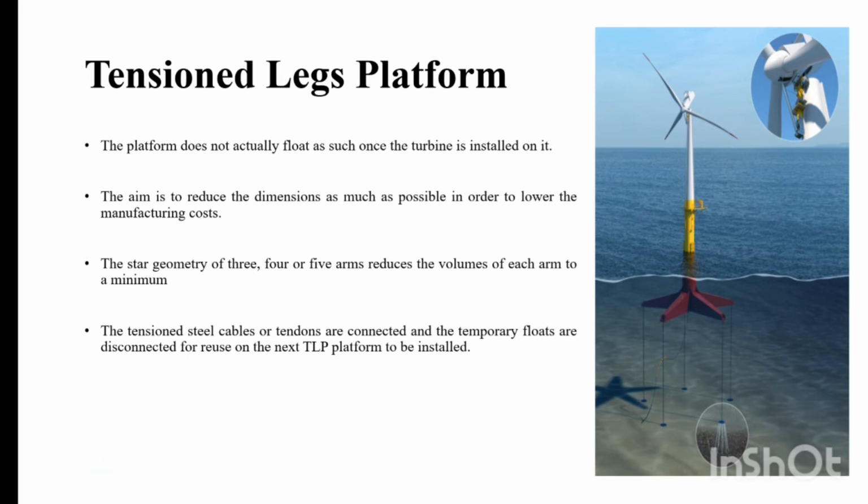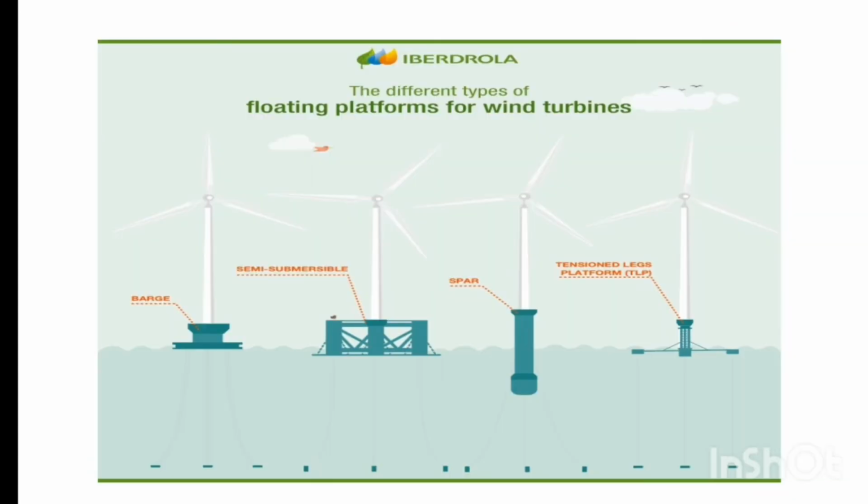Prior to installation, to prevent the assembly from turning over as the center of gravity of the assembly rises, temporarily reusable floats are attached to the TLP platform, which in turn allows it to be towed to the offshore anchorage site. Once there, tensioned steel cables or tendons are connected and the temporary floats are disconnected for reuse on the next TLP platform to be installed.